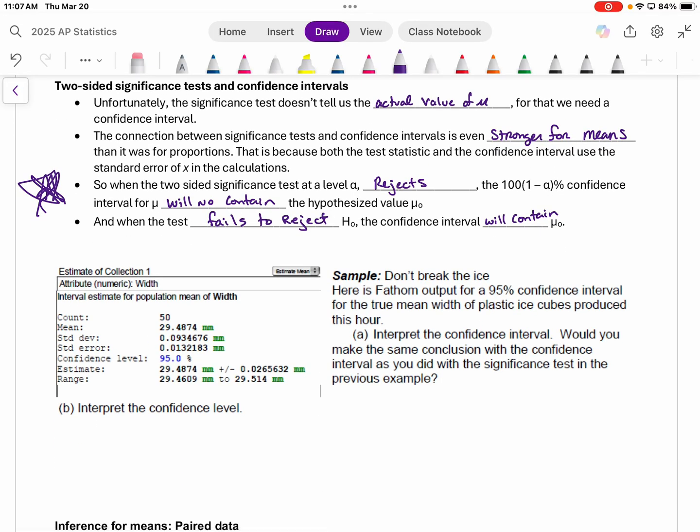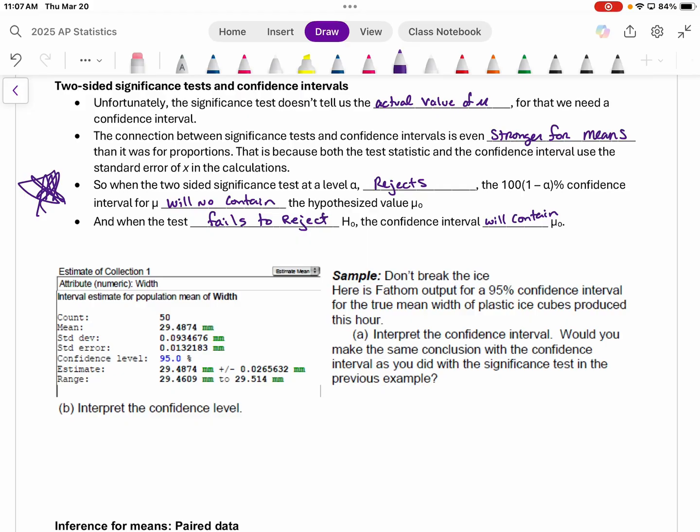So on this one, they said another way we get data is through this Fathom software. Here's a 95% confidence interval for the true mean width of plastic ice cubes produced this hour. Interpret the interval. Would you make the same conclusion with the confidence interval as you did with the significance test in the previous example? So here's my interpretation, and then I'll answer the other part.